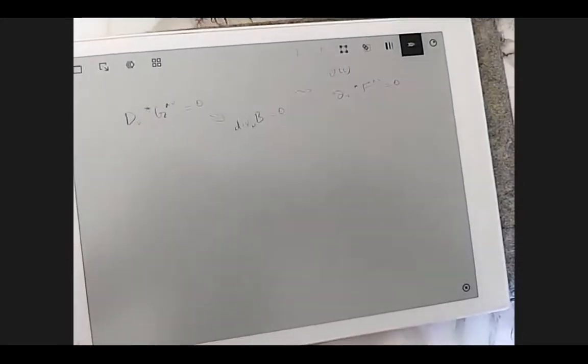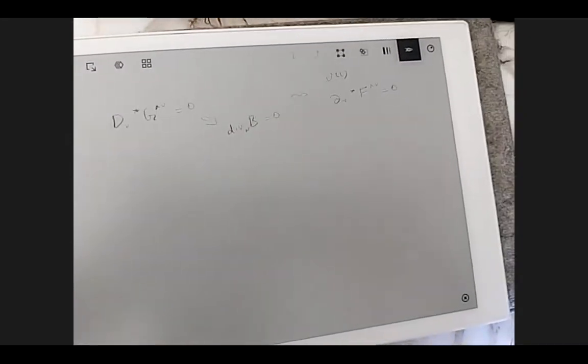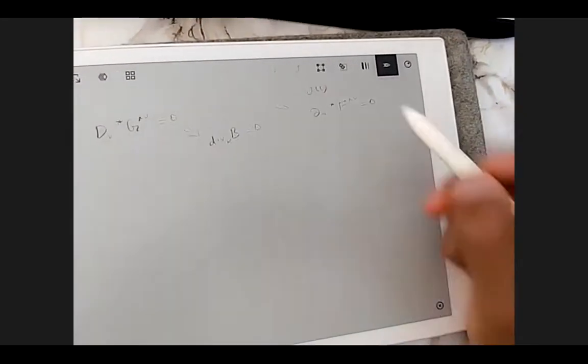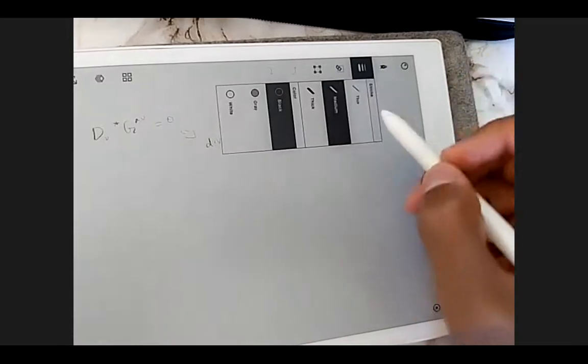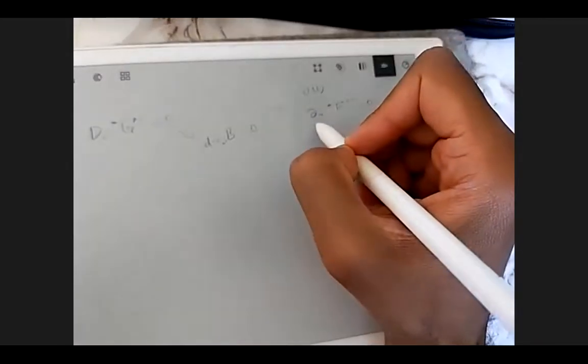Well, I guess we should pause the recording. I think I'll use a slightly thicker pen size.